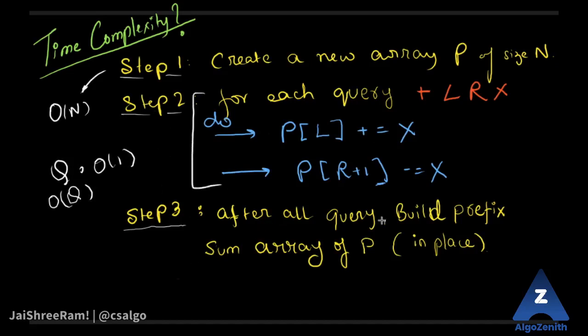Now step 3, build a prefix sum. We know that we can build prefix sums in order n, so step 3 takes you order n. These are sequential steps, so the total time complexity would be n plus q plus n, that is order n plus q. This is far better than n into q, because both of them can be pretty large.